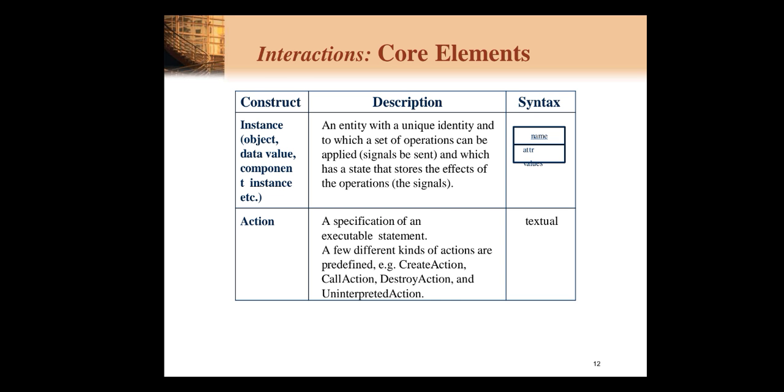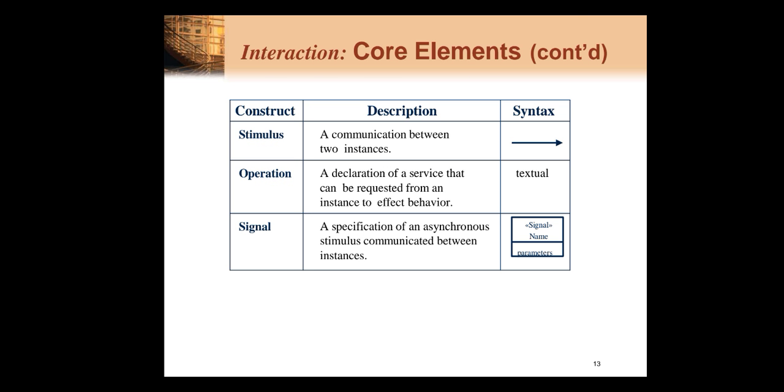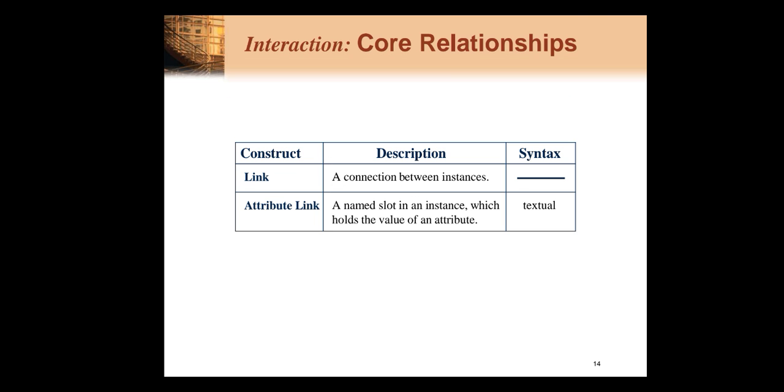Then action, a specification of an executable statement, which action you are showing. Okay, that is the second thing. Then stimulus, a communication between two instances, represented with the help of an arrow. Then operation, the declaration of a service that can be requested from one instance to affect the behavior, and that will be represented in a textual format. Then signal, a specification of an asynchronous stimulus communicated between the instances, and it is represented again with a rectangular box with two compartments.